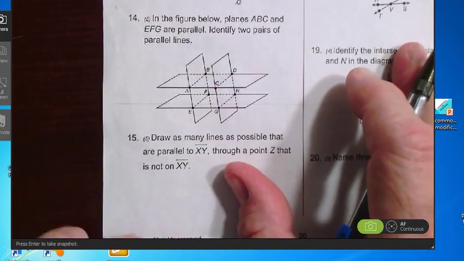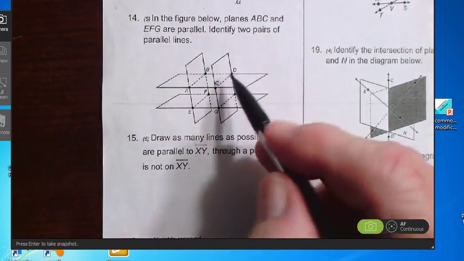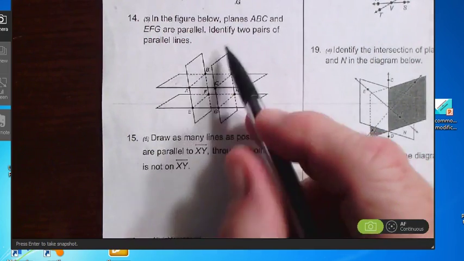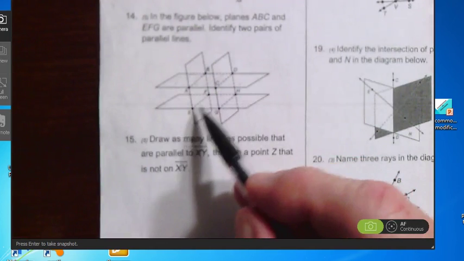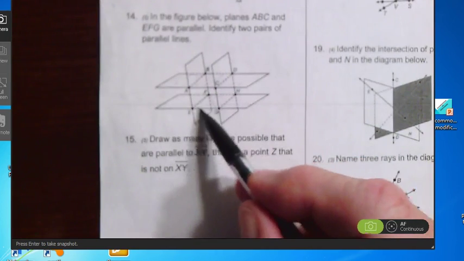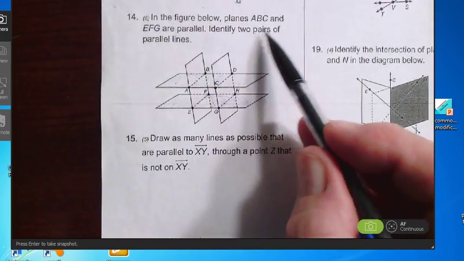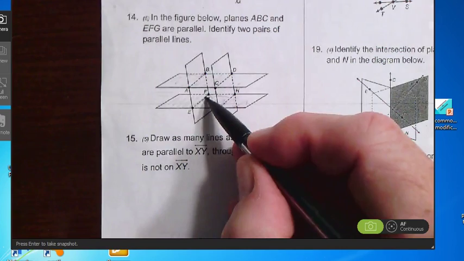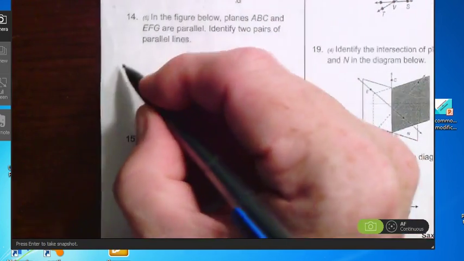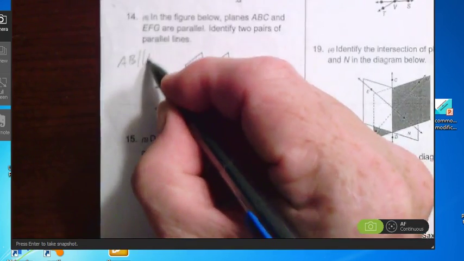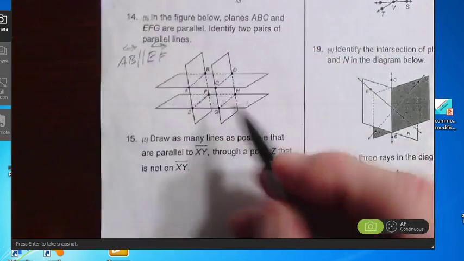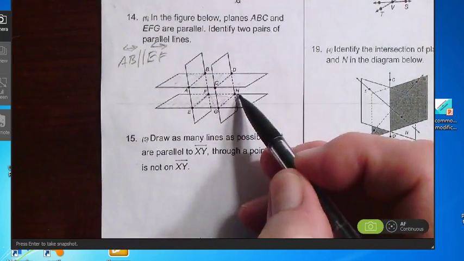14. In the figure below, planes ABC, that would be this plane, and EFG, that's EFG, 3 non-collinear points naming this plane, are parallel. Identify 2 pairs of parallel lines. Well, we know that AB and EF are parallel. AB and EF are parallel, so I can name those 2. And CD and GH are parallel.